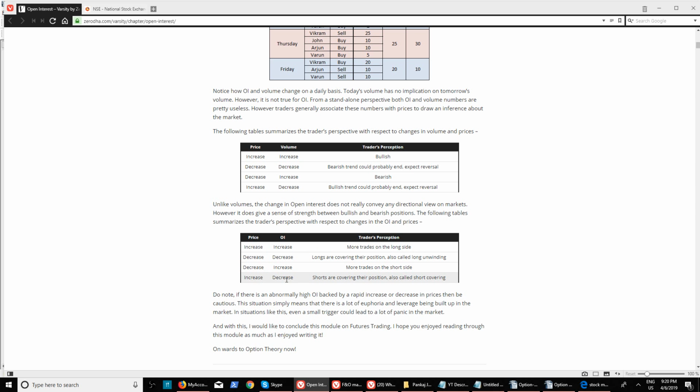Now, increase in price and decrease in OI means shorts are covering their position. This is also known as short covering. That means people who had shorted the position are actually covering their shorts. Whenever you are covering your shorts, you are increasing the demand, so the price will increase, but the open interest is decreasing because these contracts are getting closed. That is the reason this particular lesson about open interest and volumes is very important for you to understand.